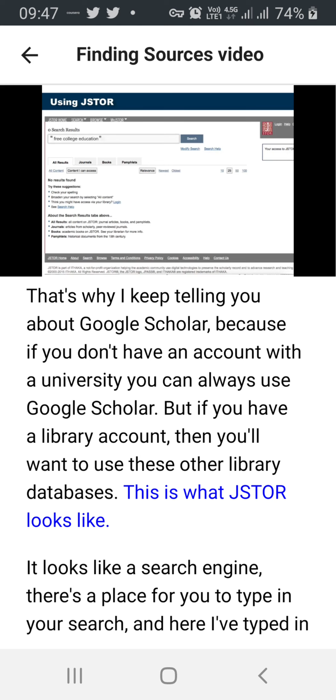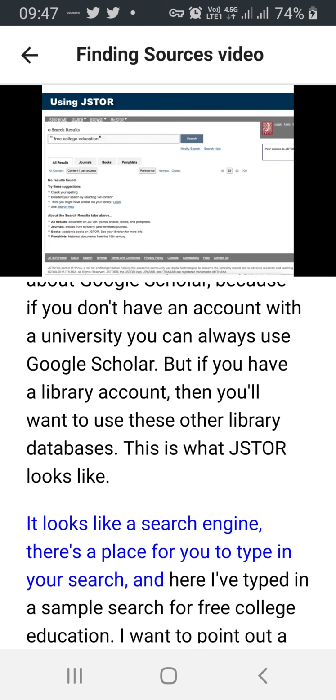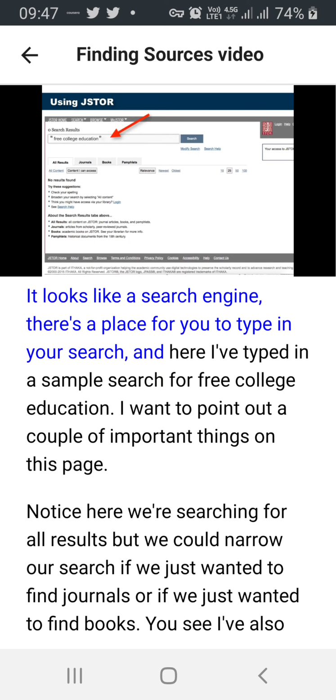This is what JSTOR looks like. It looks like a search engine. There's a place for you to type in your search. And here I've typed in a sample search for free college education. I want to point out a couple of important things on this page.